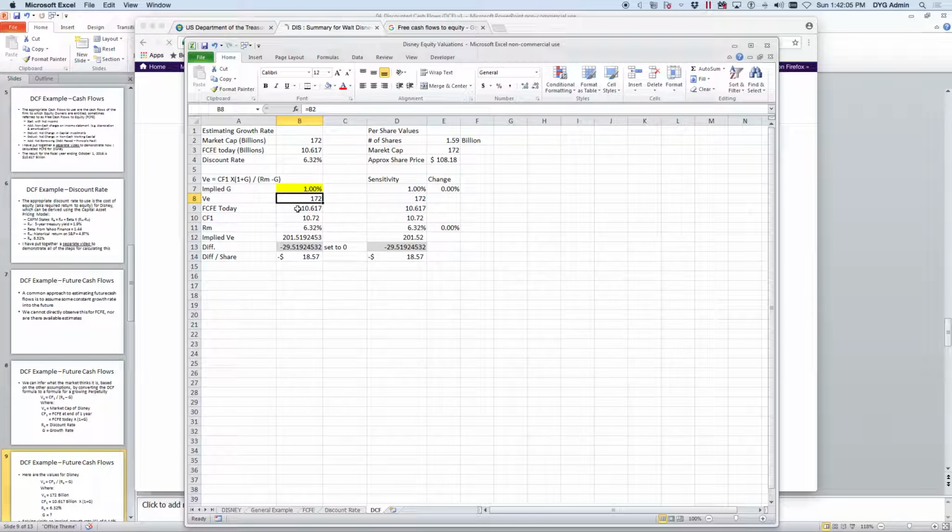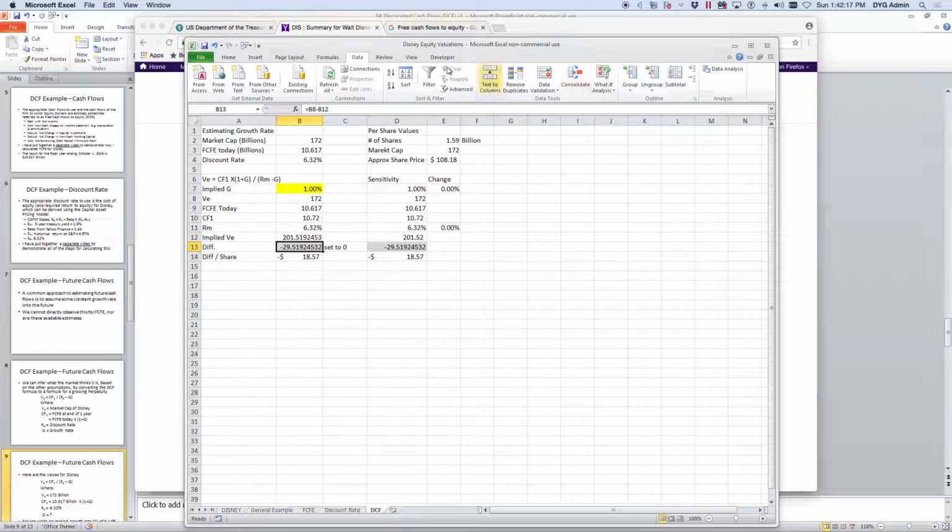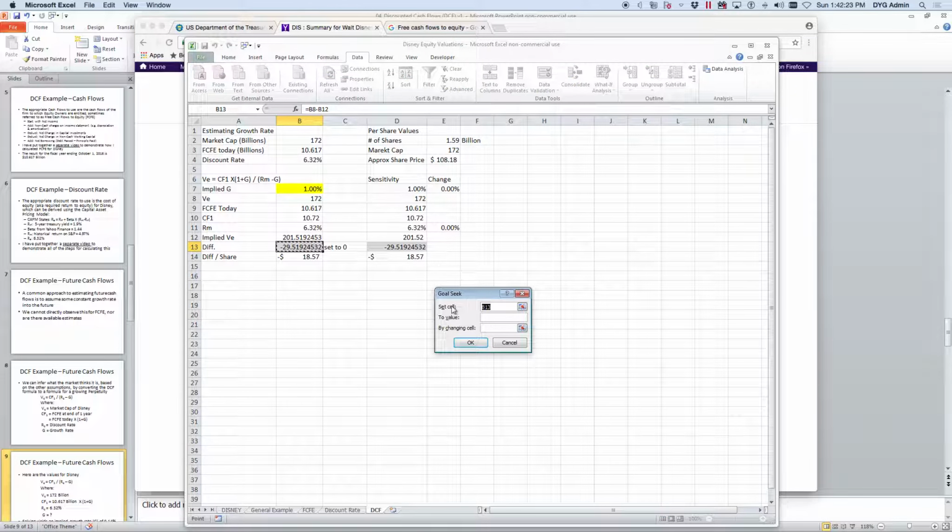1%, $29 billion off. Well, you can keep trial and erroring this all you want, but there's actually a simple built-in feature in Excel that'll help you get right to it. Go under the data menu, and it's under the what-if analysis. It's called goal seek.